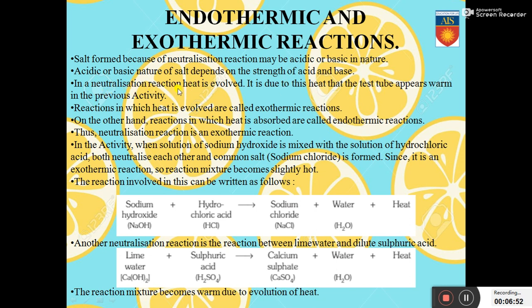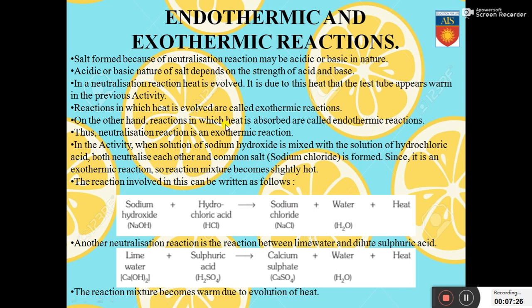In a neutralization reaction, heat is evolved. It is due to this heat that the test tube appears warm in the previous activity. Reactions in which heat is evolved are called exothermic reactions. Very, very important: exo is coming from the word exit. Exit means going out, coming out. So reactions in which heat is evolved or produced are called exothermic reactions. On the other hand, reactions in which heat is absorbed are called endothermic reactions. Endo means ending somewhere, which means absorbed, taken in.